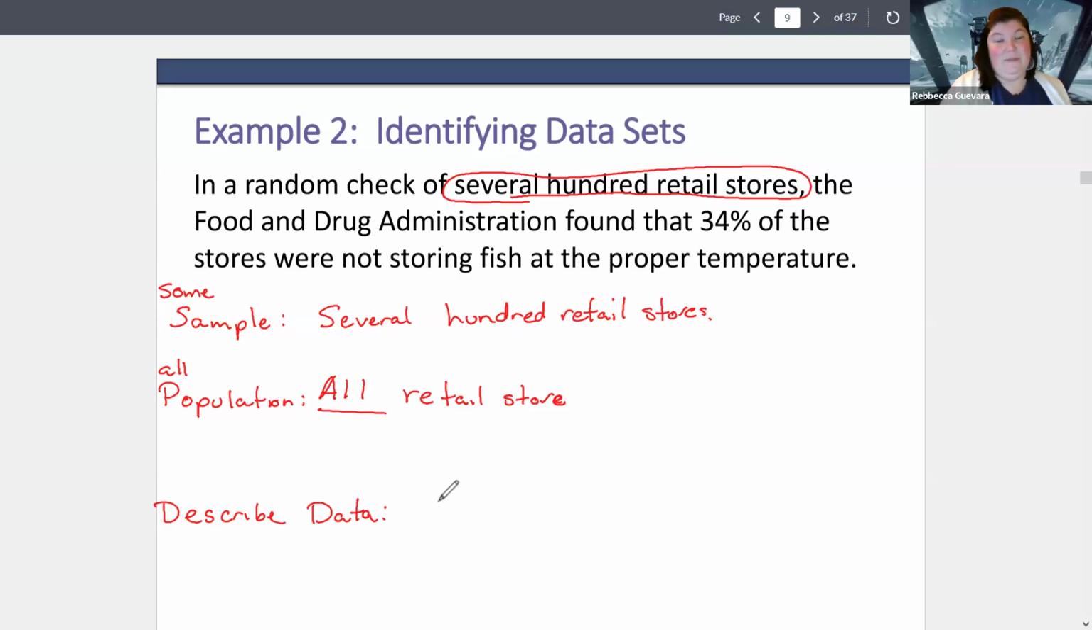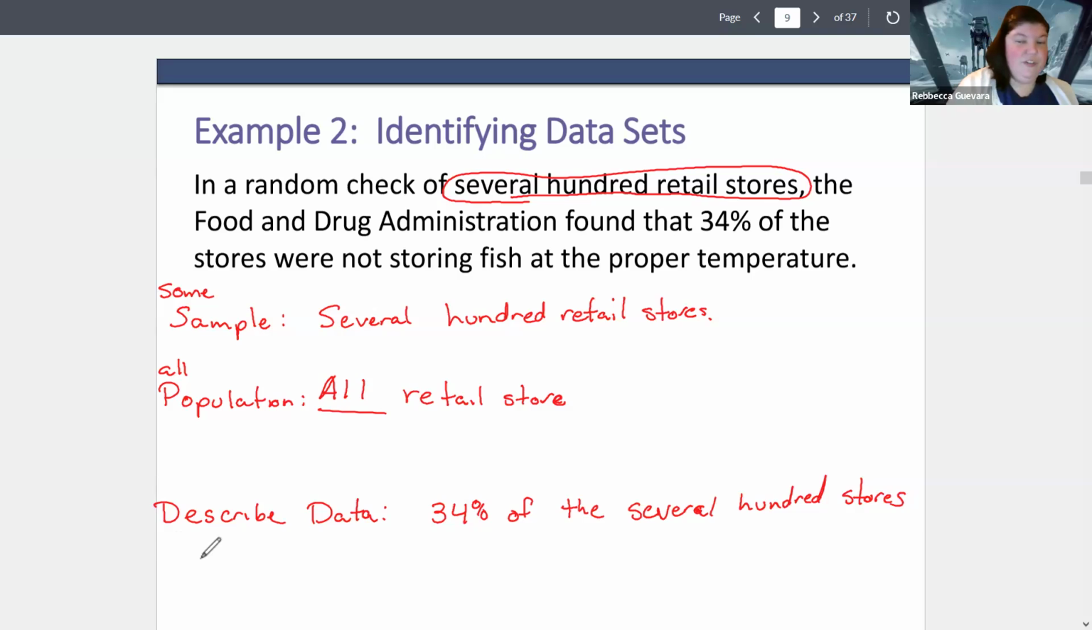And we want to describe the data. Description of the data is 34% of the several stores do not store fish properly.